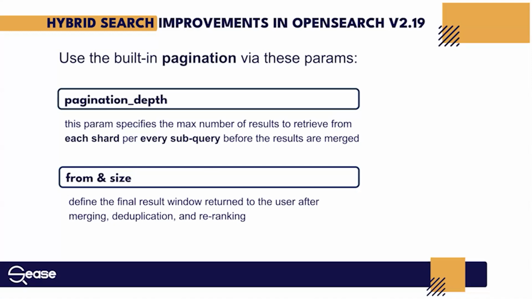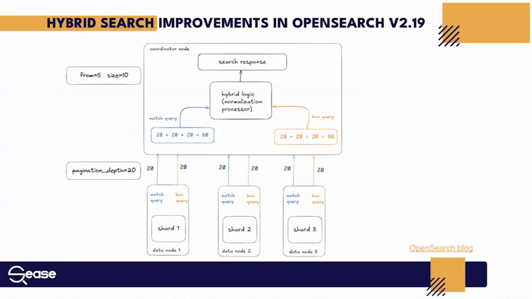Then once you have the results, from and size is basically a sliding window: how much data you want to return to the user, just like a slice that you move along. So here is the diagram, the high-level architecture of how pagination works. Let's assume we have three data nodes, each containing only one shard for simplicity, and we have a coordinator node or master node.